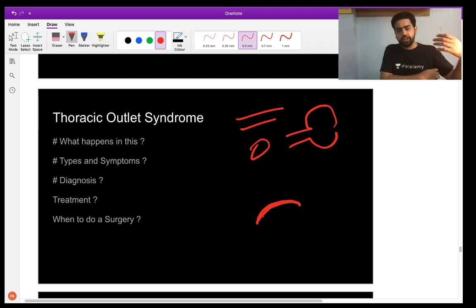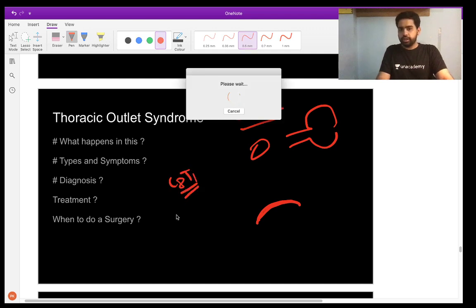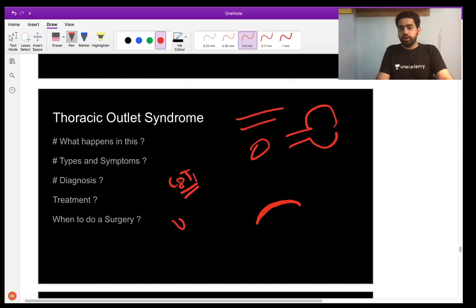There will be altered sensations on the medial side of the arm running towards the tip of the little finger. So this is on the medial side, along the C8, T1 distribution. All these things are important. This is also the distribution of the ulnar nerve.